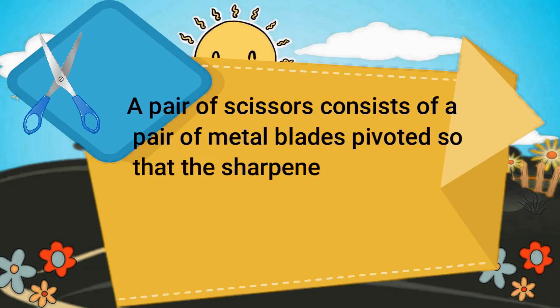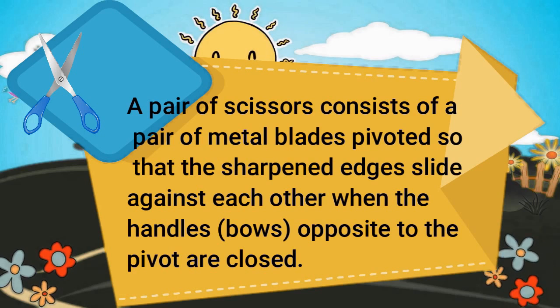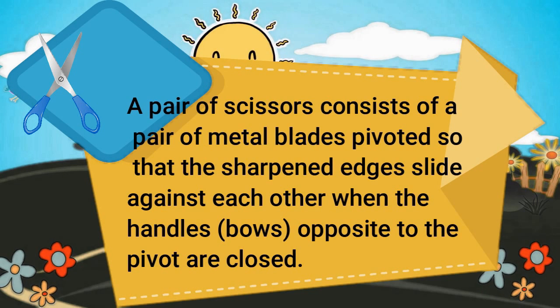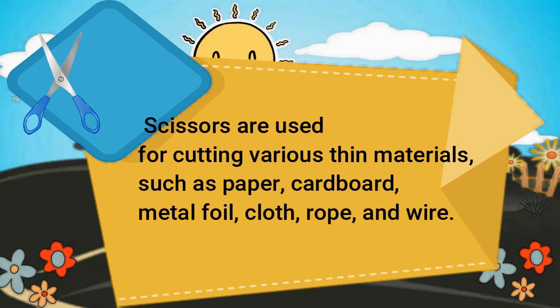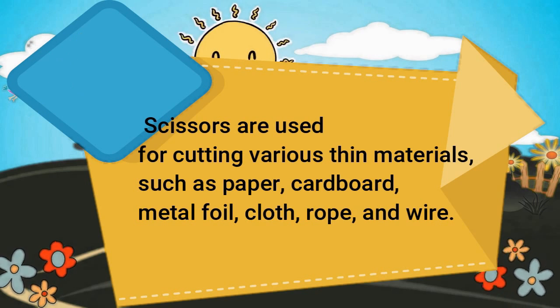A pair of scissors consists of a pair of metal blades pivoted so that the sharpened edges slide against each other when the handles opposite to the pivot are closed. Scissors are used for cutting various thin materials such as paper, cardboard, metal foil, cloth, rope, and wire.